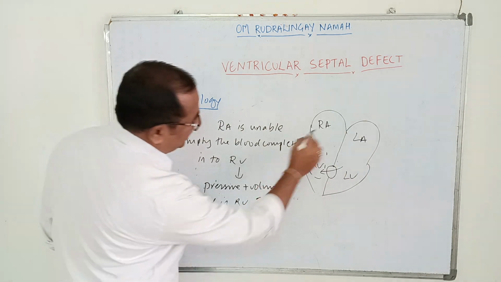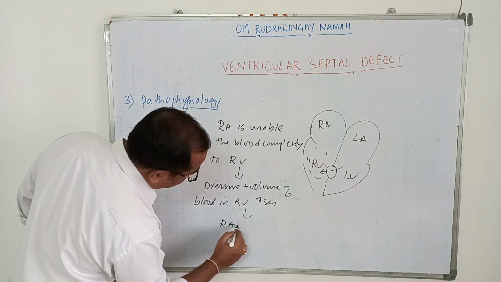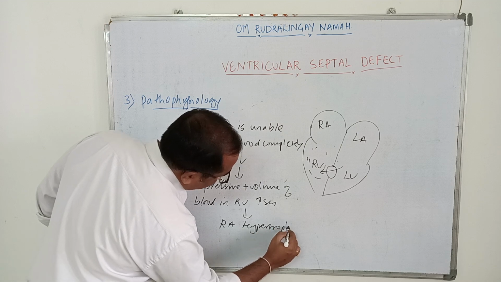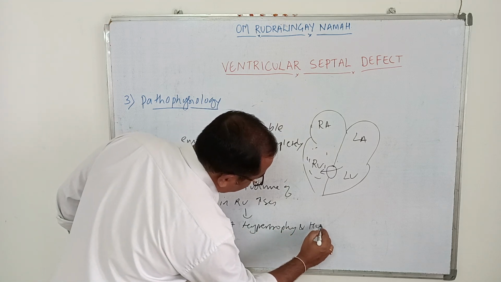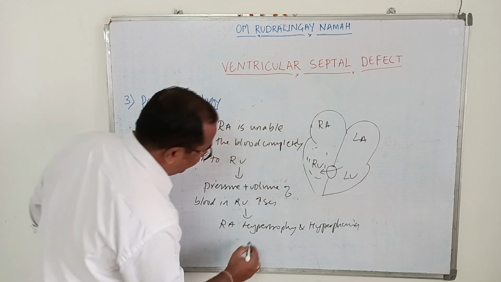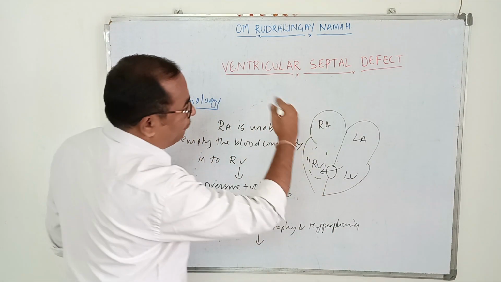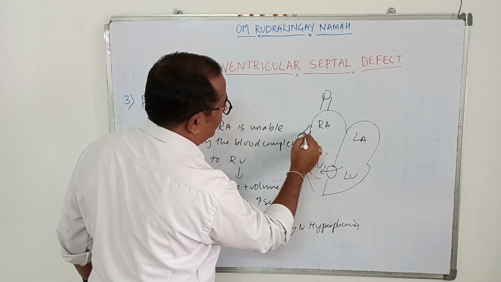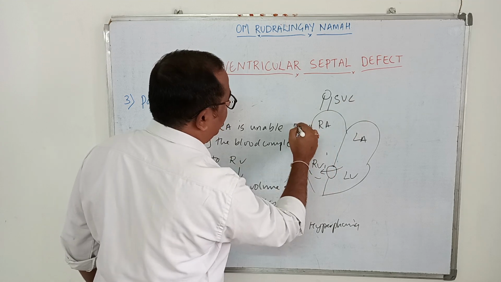So because of this, what happens? Right atrial hypertrophy and hyperplasia take place. So finally, what happens here? There is a backflow of blood from the right atrium to the superior vena cava and inferior vena cava.